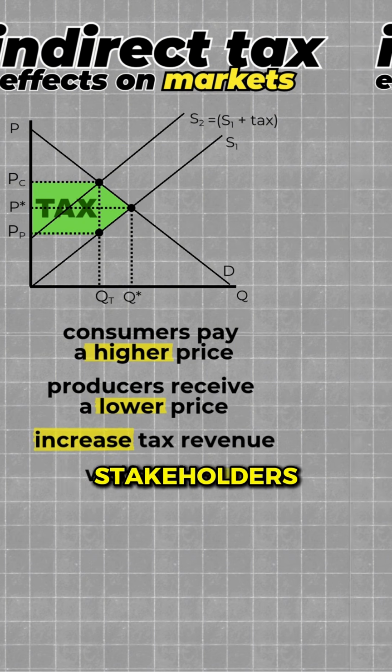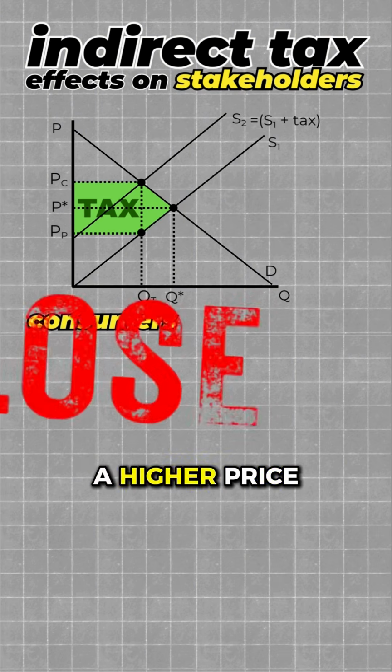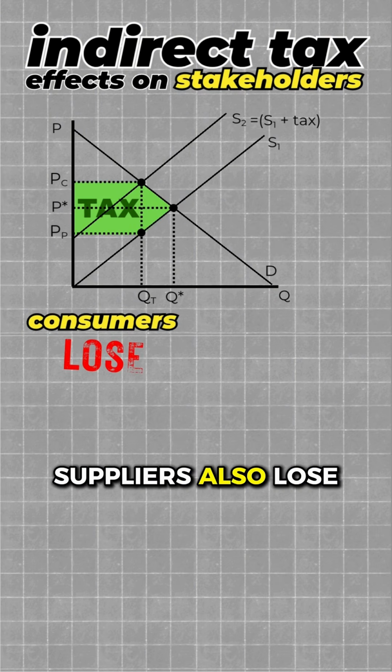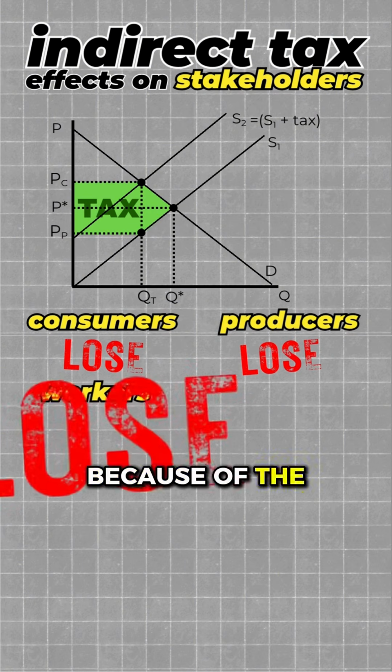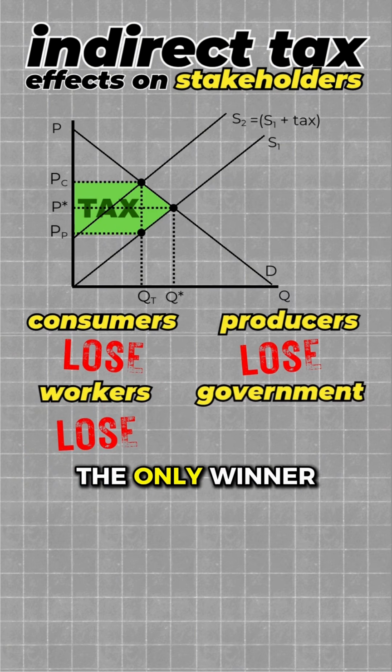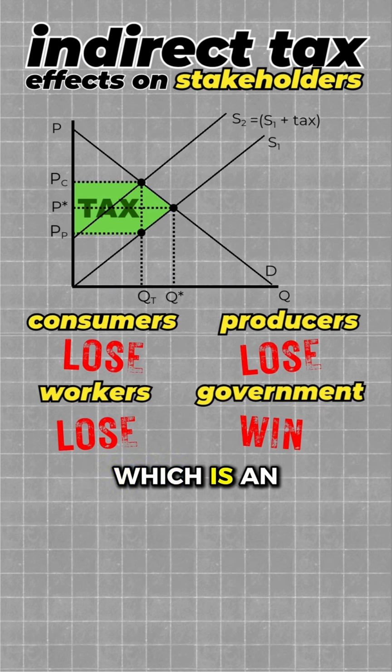So what does this mean for stakeholders? Consumers lose because they pay a higher price and buy less. Suppliers also lose because they receive a lower price and produce less. Workers then also lose because of the decrease in production. The government is the only winner here as they collect the tax revenue, which is an increase to their budget.